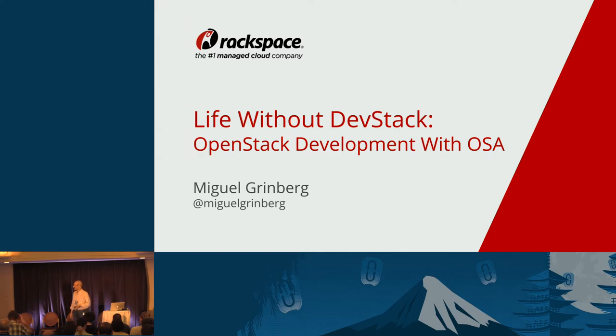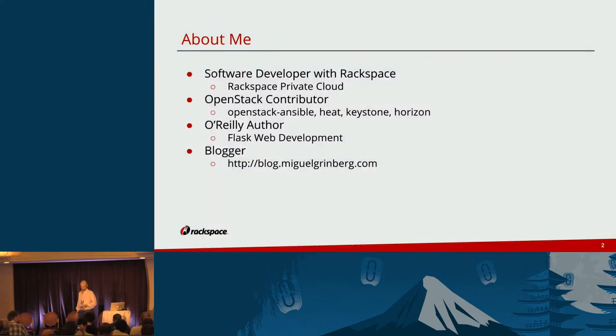So, let me start telling you a little bit about myself. I've been working with Rackspace for a little bit over a year. I contribute to OpenStack mostly the Heat orchestration project, and I'm also in the team that created OpenStack Ansible, which is the project I'm going to talk about today. I do a little bit of contributions in other areas, Keystone, Horizon.